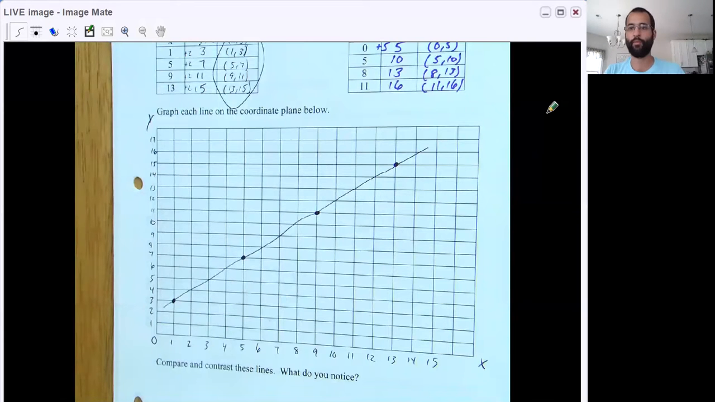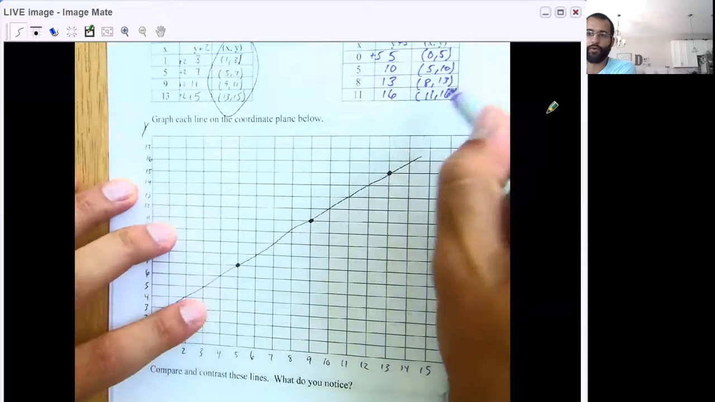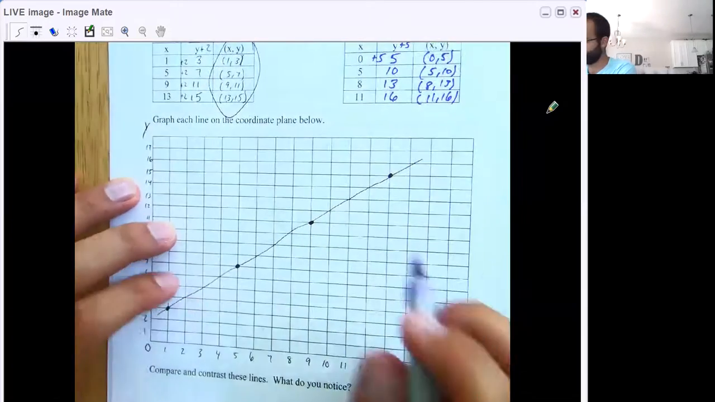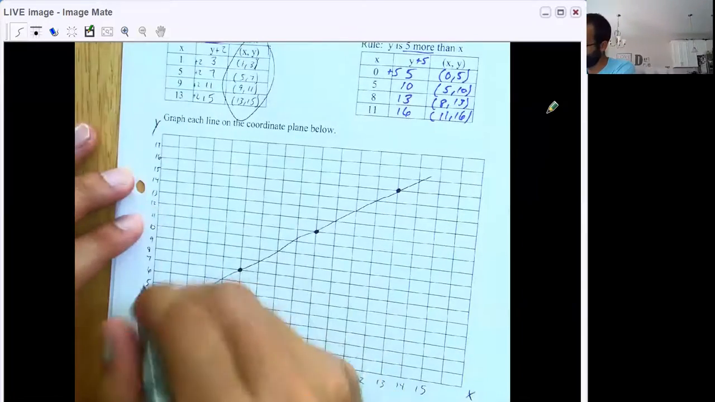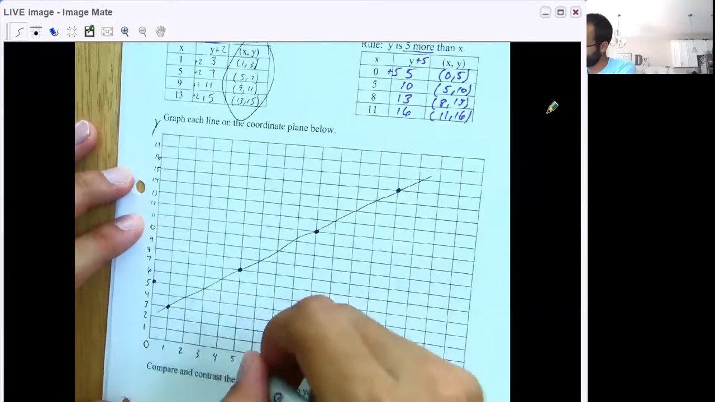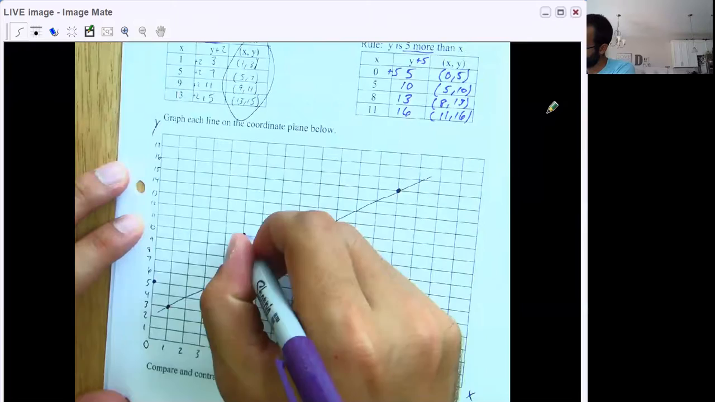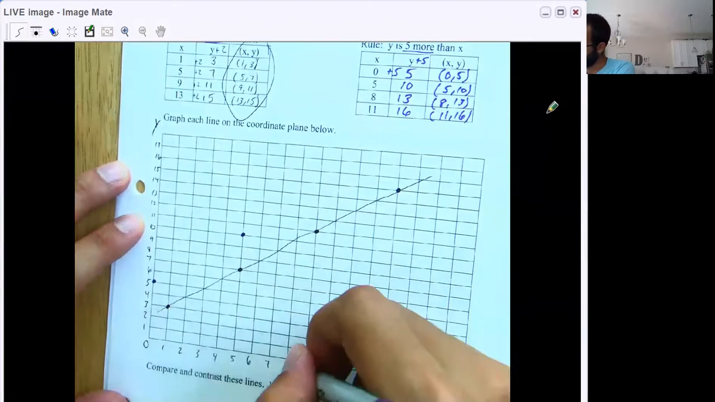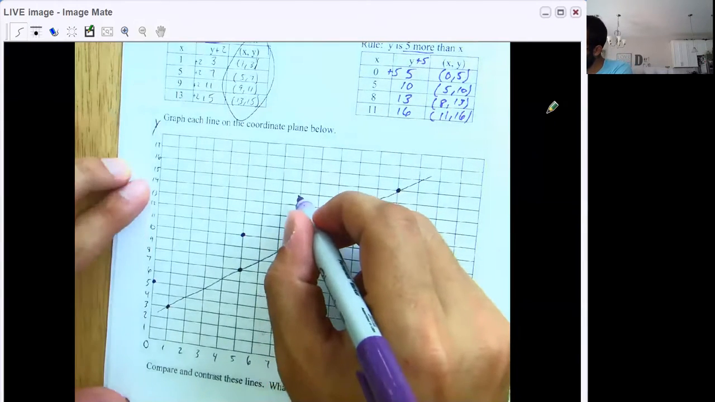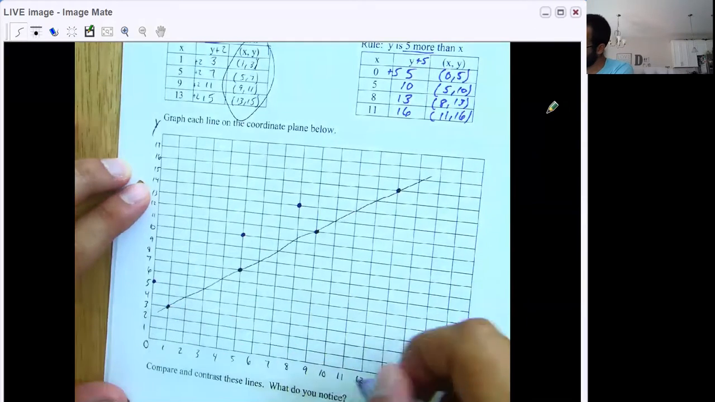And now I'm going to plot my points for line B. So I'm going to look up here at my coordinate grid points over here and plot these. All right, so 0, 5, 5, 10, 8, 13, and 11, 16.